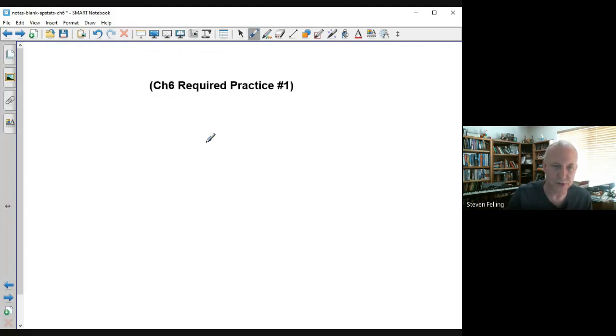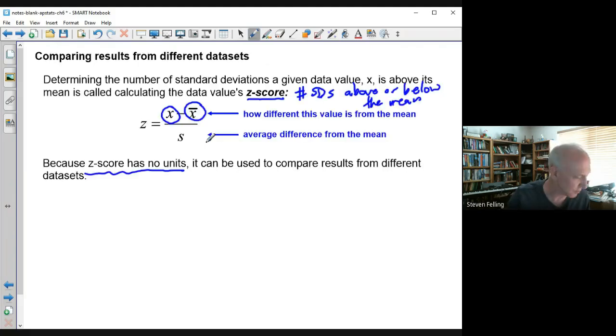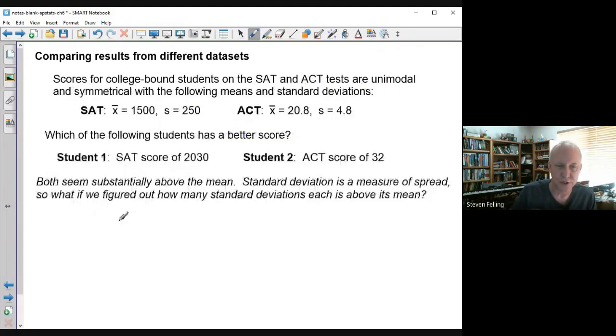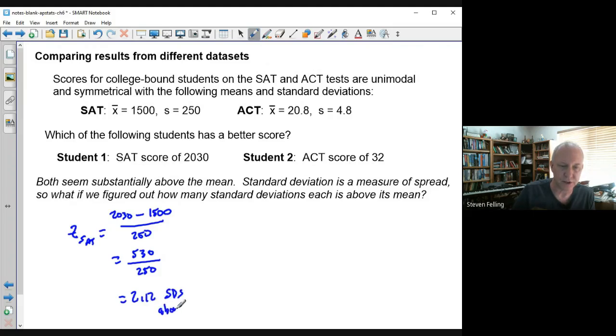Okay, so let's go back to that example we just had and compare these two. For student 1, we could calculate a z-score for the SAT student. They scored 2030 when the mean score was 1500, and the standard deviation is 250. So 2030 minus 1500 means they were 530 points above the average. But since a standard deviation is 250, that means they were 2.12 standard deviations above the mean, right? So that's fairly unusual.